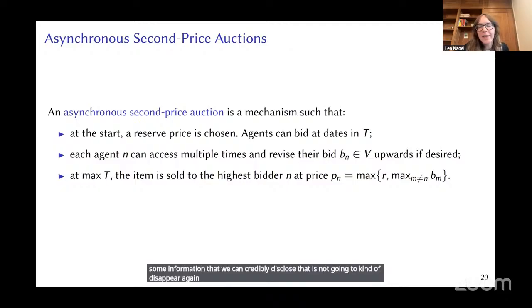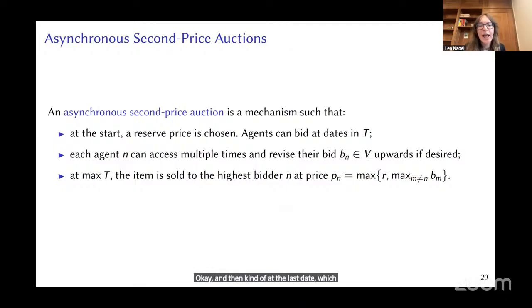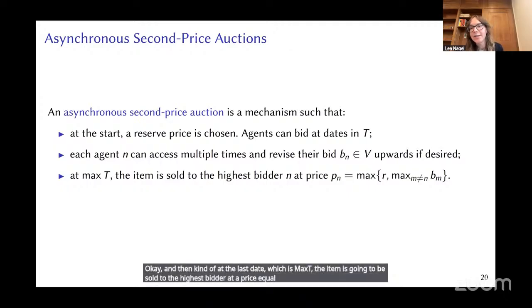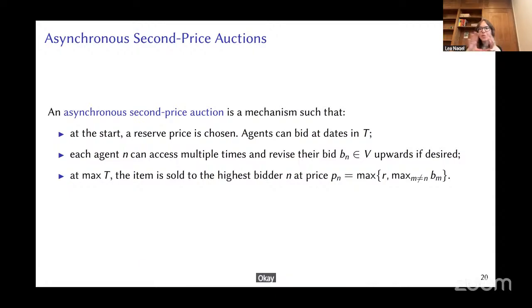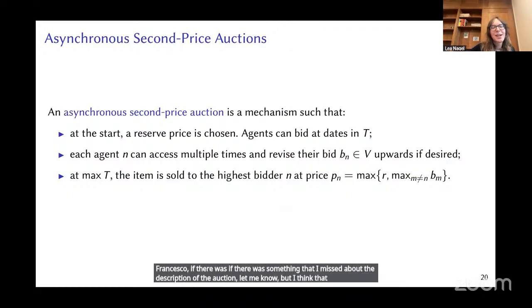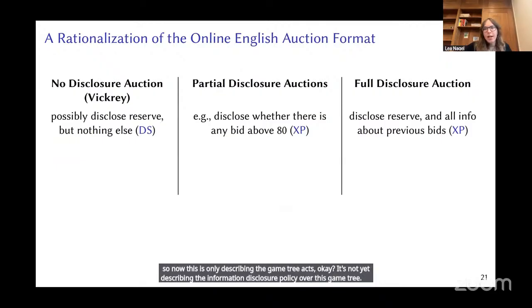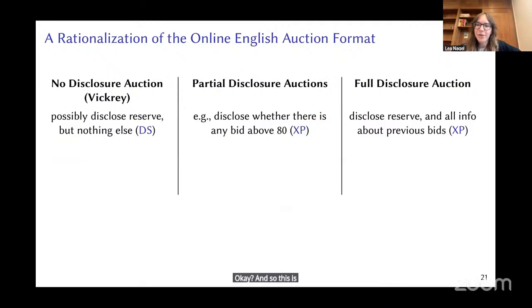Then at the last date, which is max T, the item is going to be sold to the highest bidder at a price equal to the second highest submitted bid or to the reserve, whichever is higher. So this is the game tree that we're thinking about. Francesco, if there was something that I missed about the description of the auction, let me know, but I think that's okay. Perfect. Now this is only describing the game tree X. It's not yet describing the information disclosure policy over this game tree. And so this is exactly what we're going to be interested in.